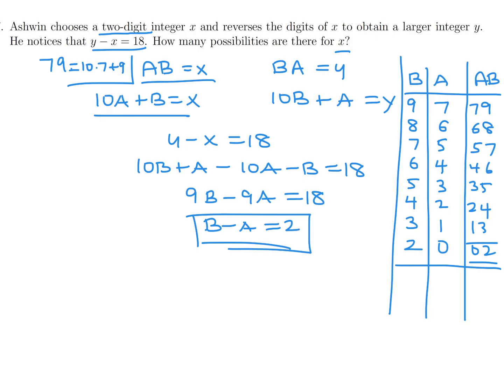So the only ones that we can include are these guys here. So how many possibilities? 1, 2, 3, 4, 5, 6, 7. So 7 is the actual answer for this question.